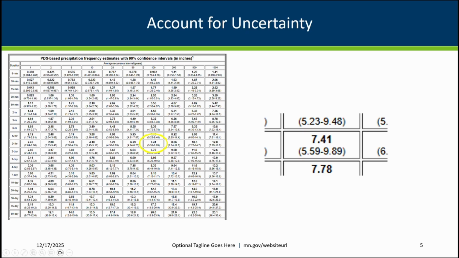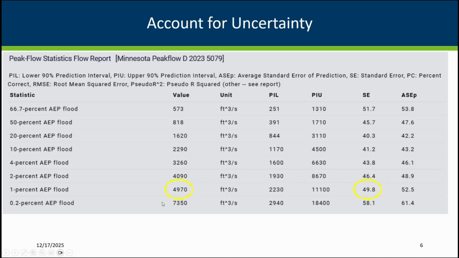And the same thing happens with estimating flows. This is a screenshot from StreamStats, which is using the USGS regression equations to estimate flows. Again, we might estimate it's about 5,000 CFS, but really it might be plus or minus almost 50%. And so the right circle is showing the standard error, so we're almost 50%.